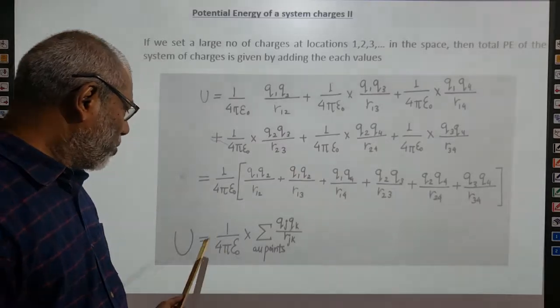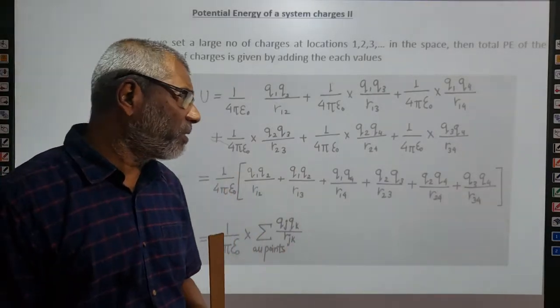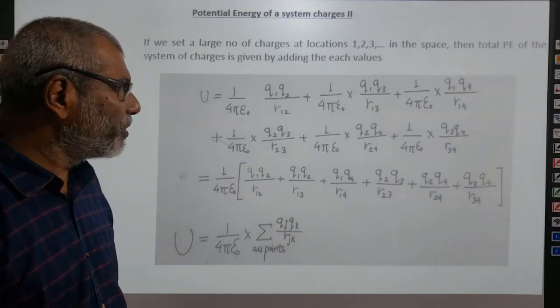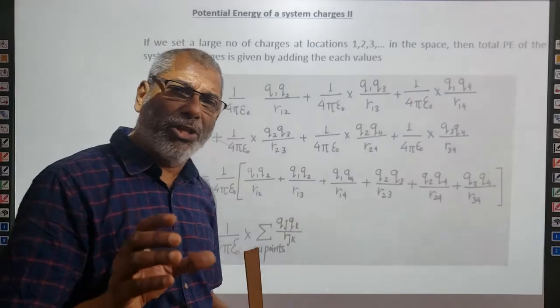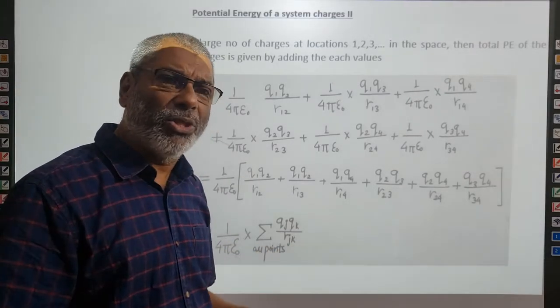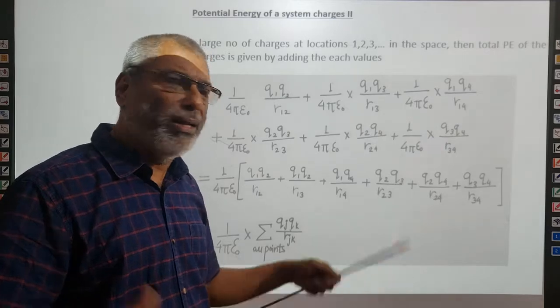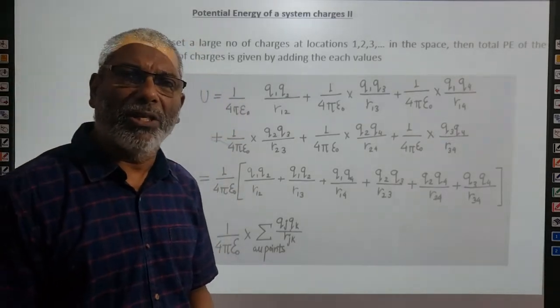So once again, the total potential energy of a system of a number of charges, as a scalar quantity, is added up. The value of potential energy of any two charges is found, all the pairs of charges are found separately, and then it is added up. This is the total energy of the system of charges.